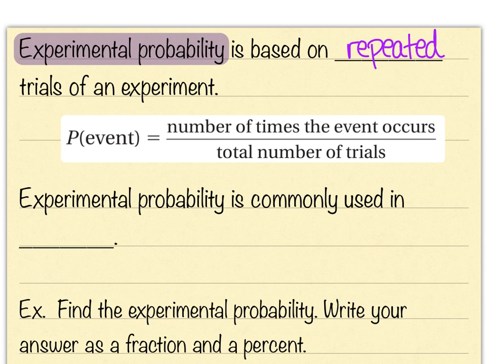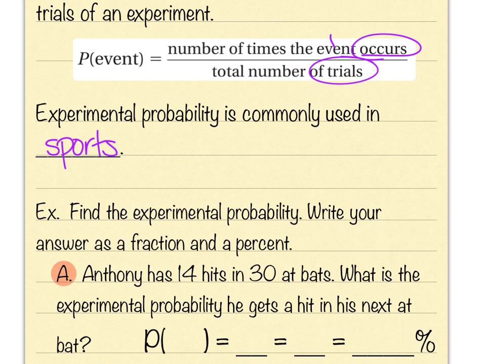So you write the number of times the event occurs over the number of times of trials. We use experimental probability when we can't always predict or we don't always know what's going to happen. So experimental probability is actually commonly used in sports. So anytime you're looking at some sort of statistic, let's say you have a free throw percentage of 72%. Well, that means you make 72 out of 100 free throws. That percentage changes every time you make or miss a free throw. It's going to go up or down. So experimental probability is always changing because the number of times the event occurs and the number of trials is always changing as well.